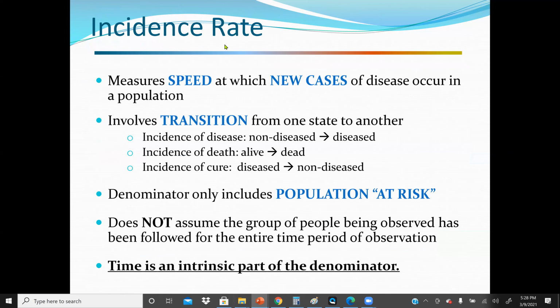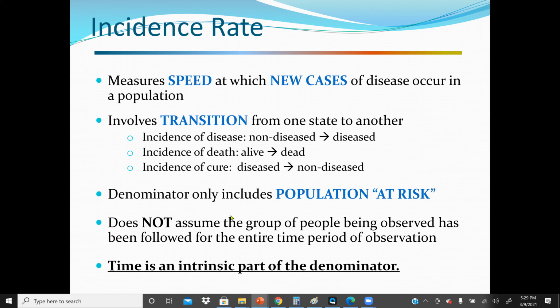So next we move to the incidence rate. Incidence rate also measures the speed at which new cases of disease occur in a population. The key word again is new cases, incidence. But rate means the denominator will be going by time. So this involves a transition from one state to another, from non-disease to disease, or from disease to non-disease, or from alive to death, which means incidence of death.